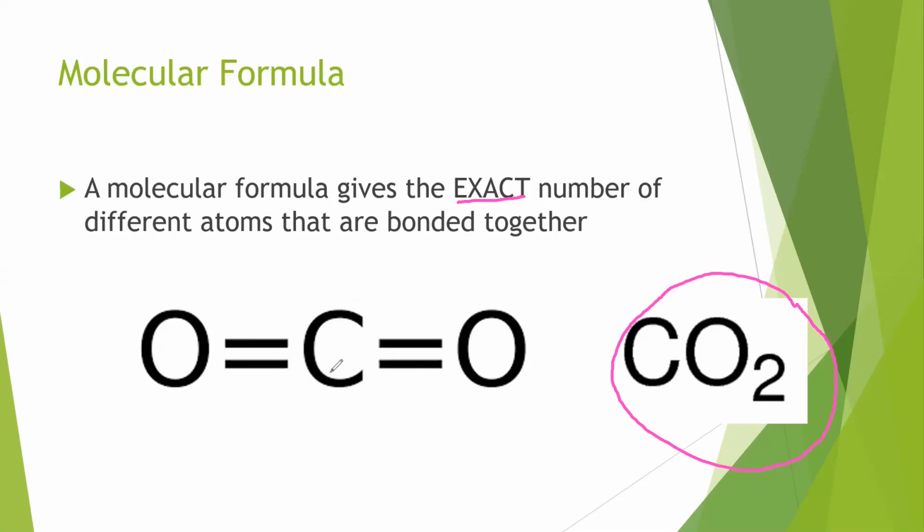The carbon atom is in the center, and then it bonds with 4 electrons to each oxygen atom. Remember, each line represents 2 electrons. So if you have 2 lines, that's 4 electrons bonded between carbon and oxygen. And then there's 4 more electrons bonded between this carbon and this oxygen. So this is what CO2 does. CO2 is the molecular formula, and it tells the exact number.